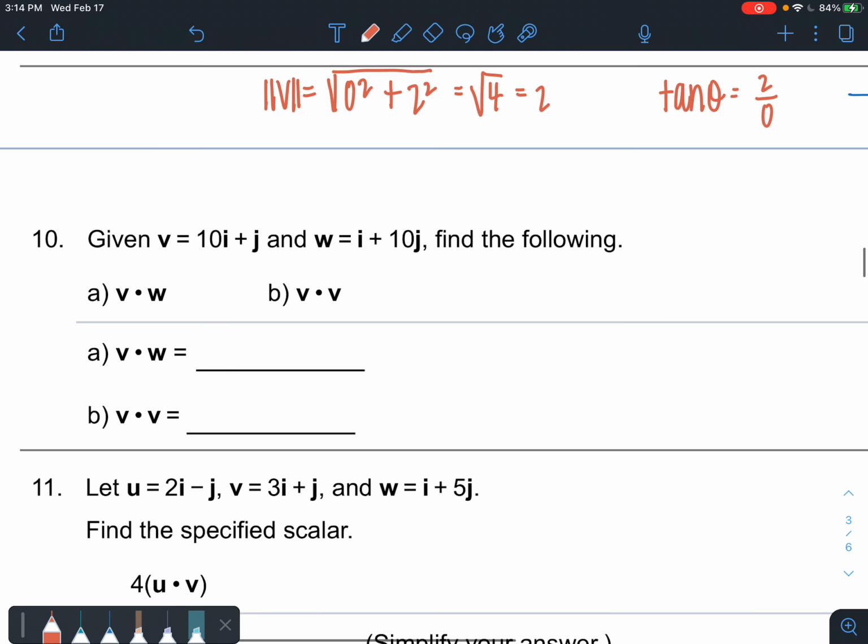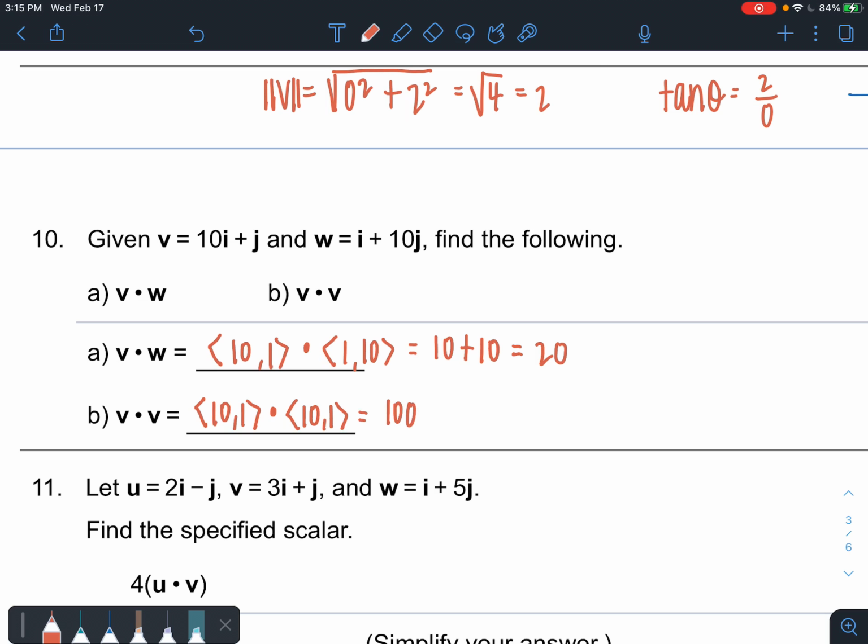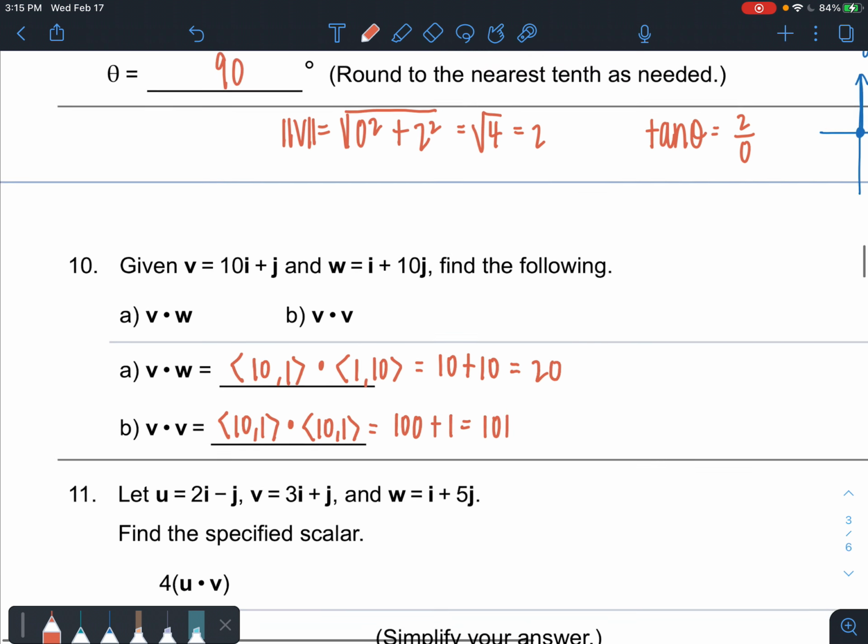All right, number 10. Want to find v dot w and v dot v. So v dot w, we're going to do 10, 1 dot 1, 10. So we get 10 plus 10, which is 20 for that scalar. Then for v dot v, we have 10, 1 dot 10, 1. So we're going to get 100 plus 1 gives us 101 for that dot product.